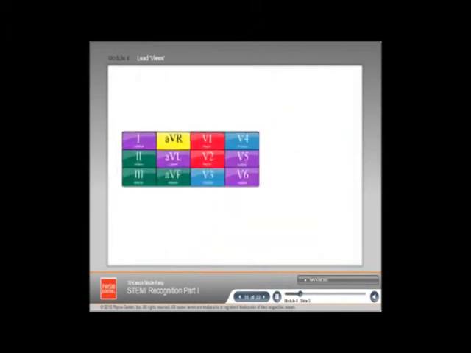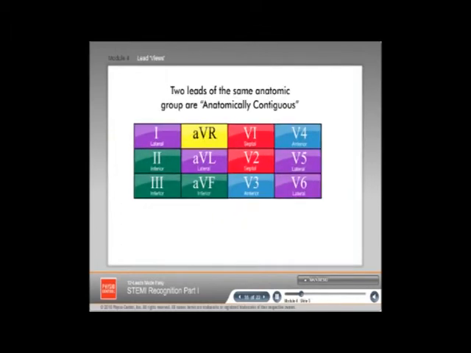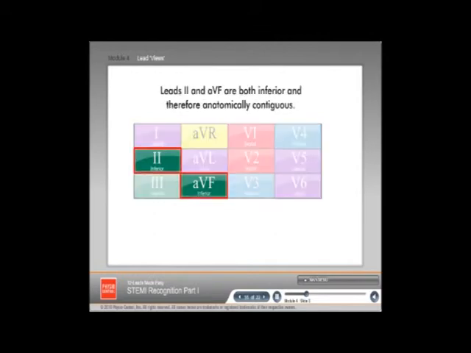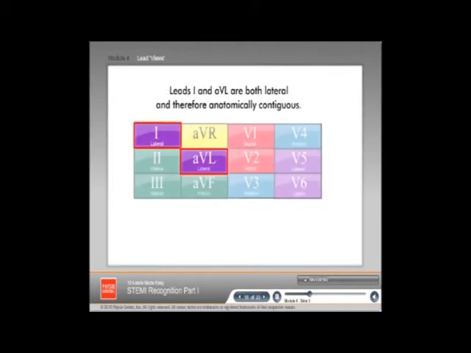Before we go on to that topic, when determining if any 2 leads are anatomically contiguous, we first check to see if they are both of the same anatomic group. For example, we know leads 2 and AVF are anatomically contiguous because they are both inferior leads. We would recognize lead 1 and AVL as contiguous since they are both lateral. In other words, two leads within the same anatomic group are considered to be anatomically contiguous.